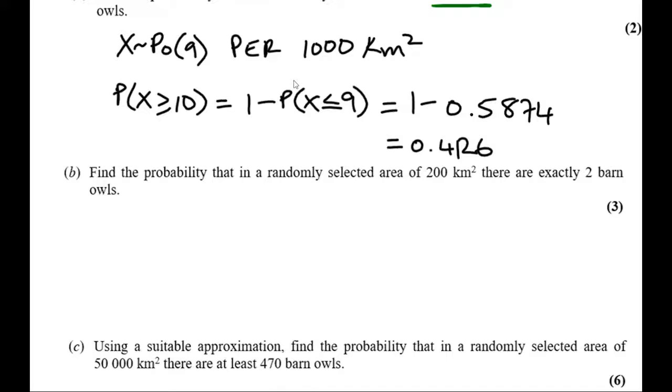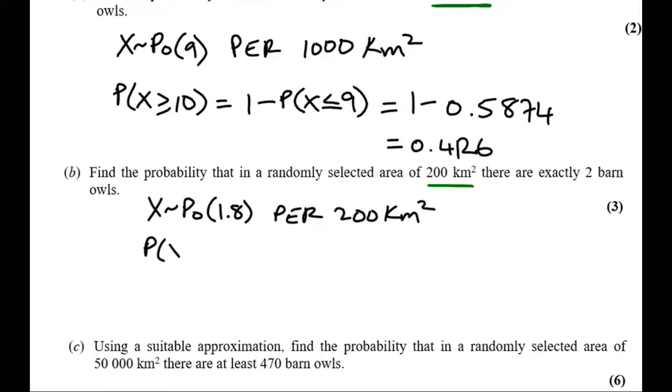Okay, moving on to part B of the question. Find the probability that in a randomly selected area of 200 kilometers squared, there are exactly 2 barn owls. Okay, I've spotted that this is now different. It's not going to be the same value for lambda. We're looking at only 200 kilometers squared rather than 1,000. So now, X is going to follow a Poisson distribution of 9 divided by 5, which is going to be 1.8 per 200 kilometers squared. Probability that X equals 2, so exactly 2.